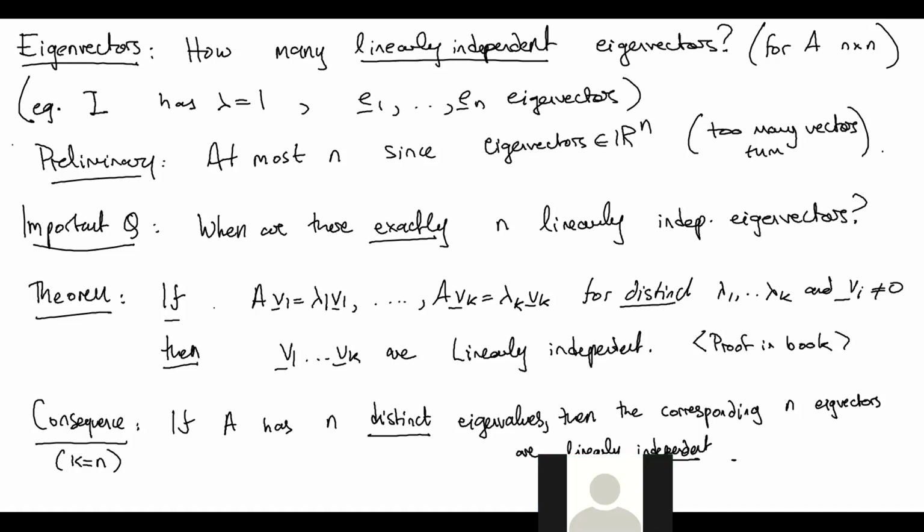Sorry. So what do you mean by the corresponding eigenvectors? Well, every eigenvalue has at least one eigenvector, right? So if you have n distinct eigenvalues, then you have at least n eigenvectors, so you can choose one eigenvector for each eigenvalue. Oh, okay. Then those have to be linearly independent. Mm-hmm. And you can never have more than n, so there are no other eigenvectors after that. Yeah. Thank you.